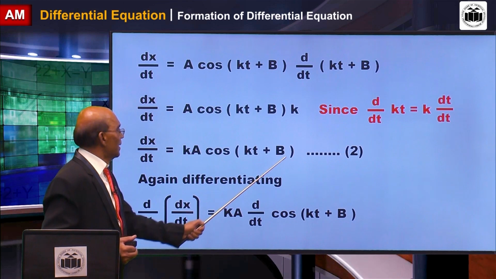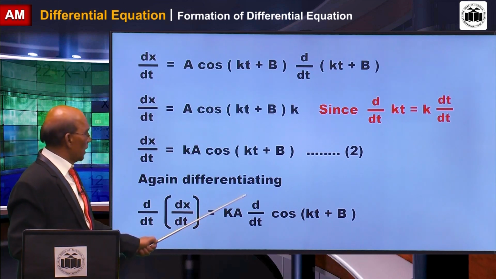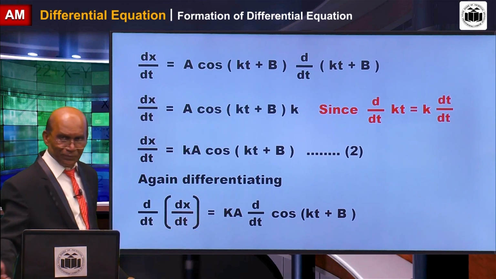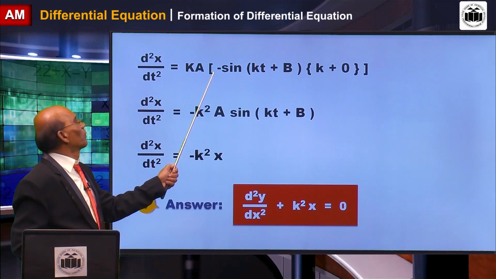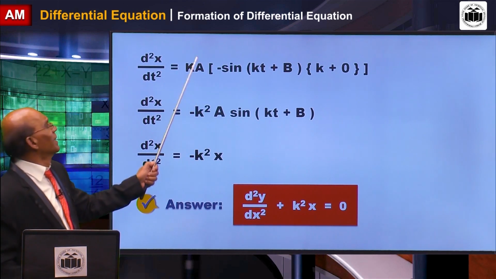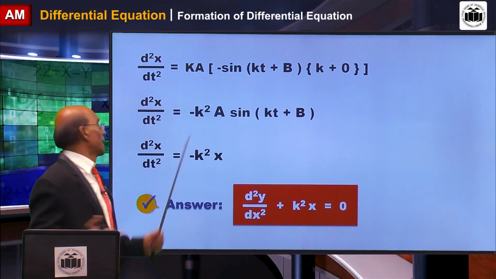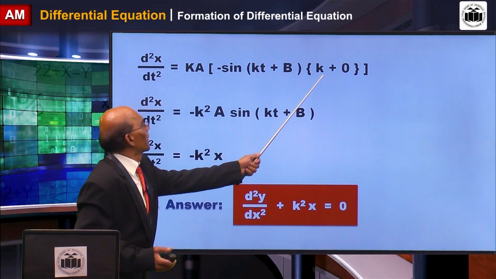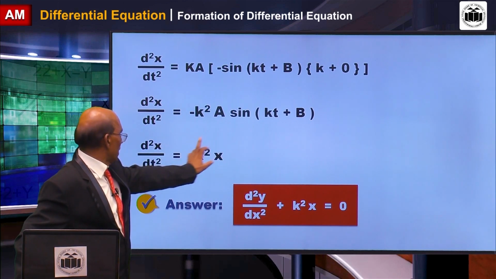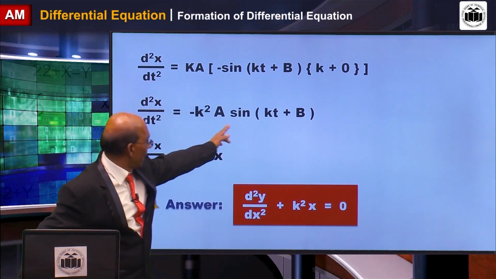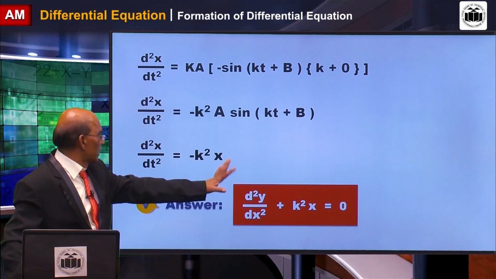k a cos of kt plus b, this is the second equation. Again we differentiate this: d by dt of dx by dt is ka into d by dt of cos of kt plus b. So d square x by dt square equals ka, and again we come to that particular point, the minus sign. Most students, I would say 80% of students, make the mistake with the minus sign. So that is ka into minus sin of kt plus b into k plus 0, that is minus k square a sin of kt plus b, that is minus k square, and this value of a sin of kt plus b is x. Finally we get the answer: d square x by dt square plus k square x equals 0.